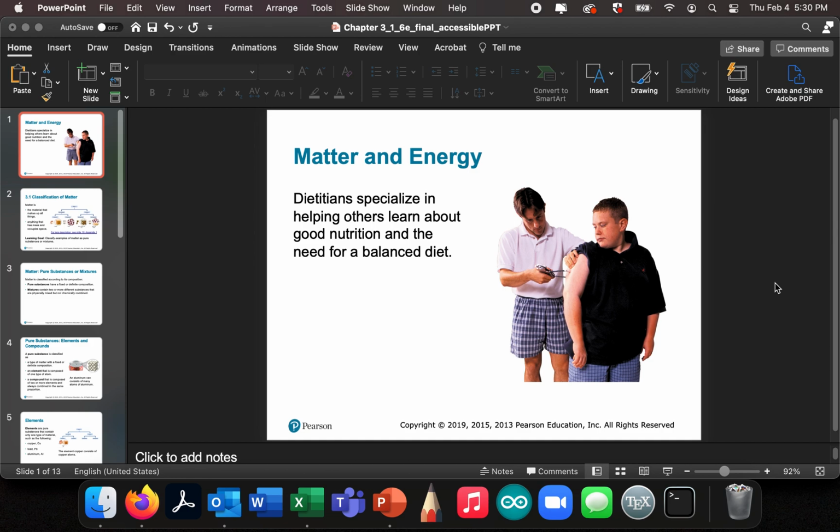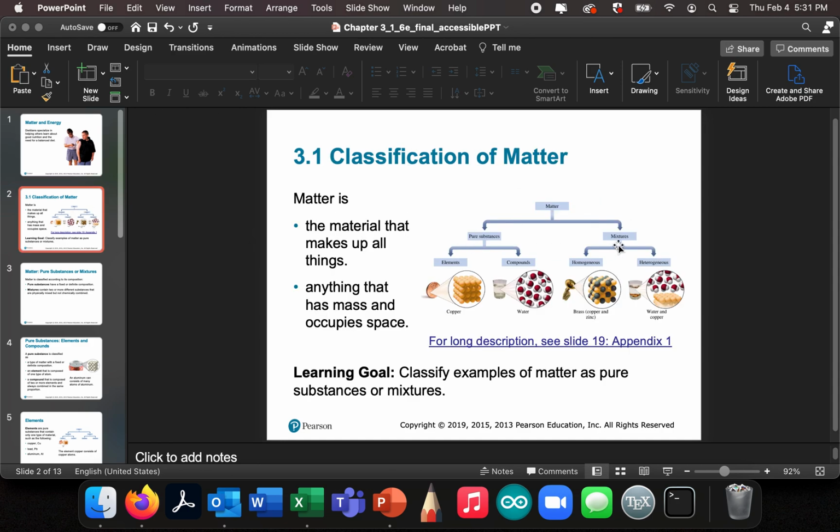Okay, so we're going to now start to build some real foundations for chemistry. We're going to come into chapter 3 and talk about matter and energy. First of all, we're going to classify matter. We're going to talk about how matter can be described.